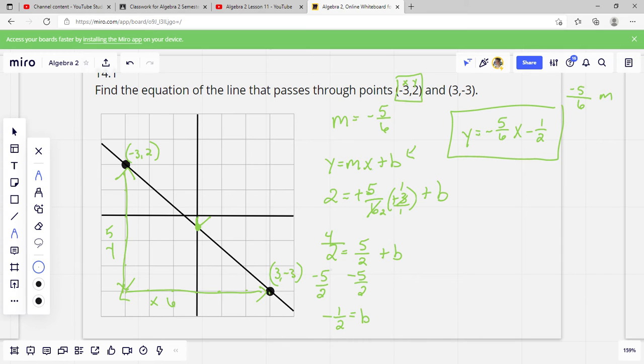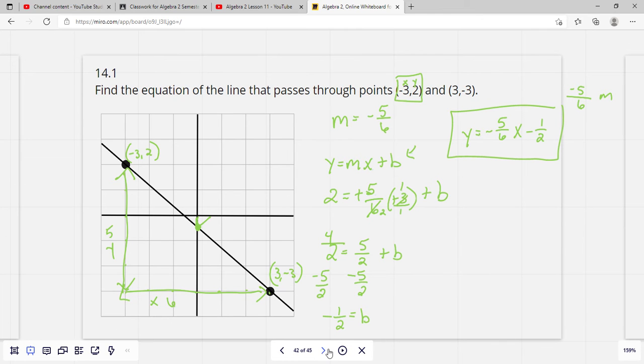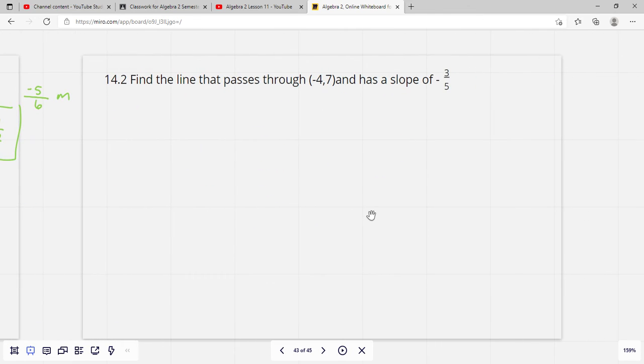So what you have to do is figure out your slope, then substitute in the x and y points for one of your values, and then figure out what b is, and then write your equation from there. All right, let's try another one. This one's easier because it tells you the slope.